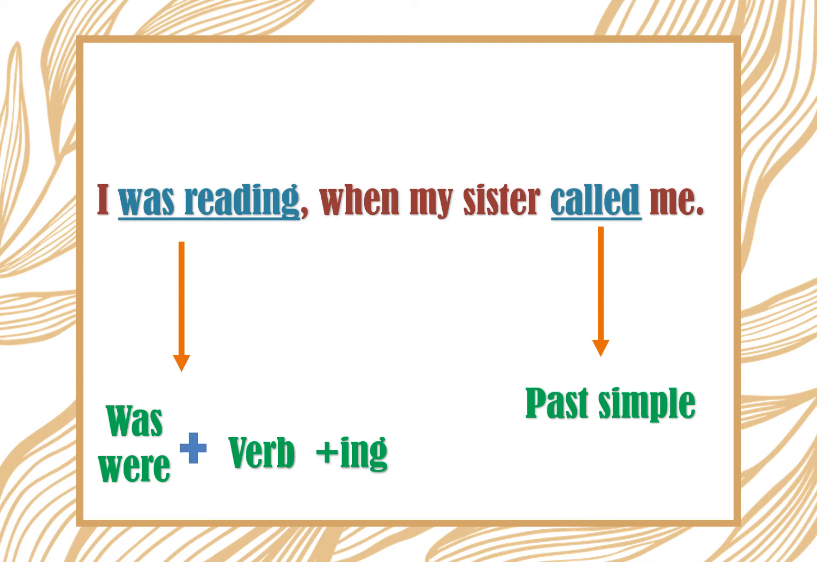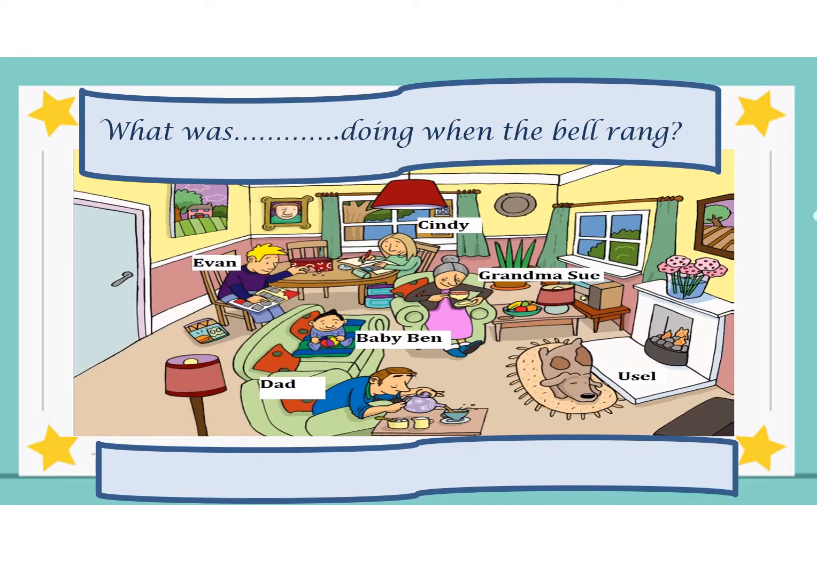Okay, so the first part of the sentence is in the past continuous tense. The second part of the sentence is in the past simple, and the second part cuts the action that I was doing in the first one. Now we will apply the past continuous tense on this picture by talking about the actions they were doing when the bell rang. So what was each one doing when the bell rang? Of course, you can use names here.